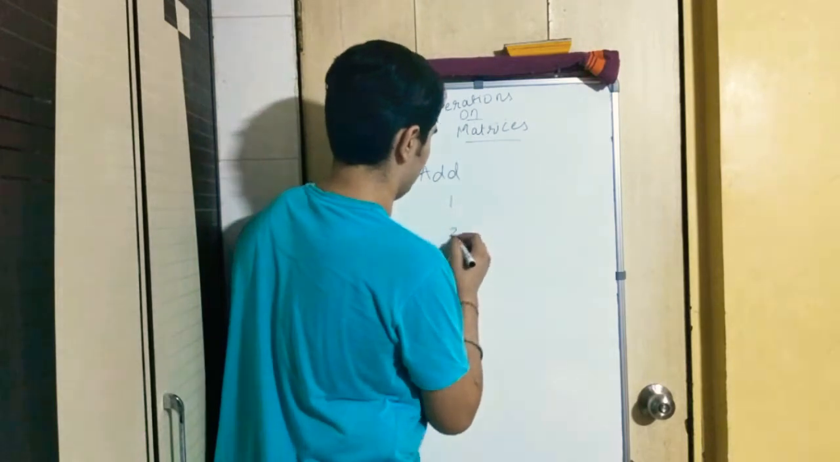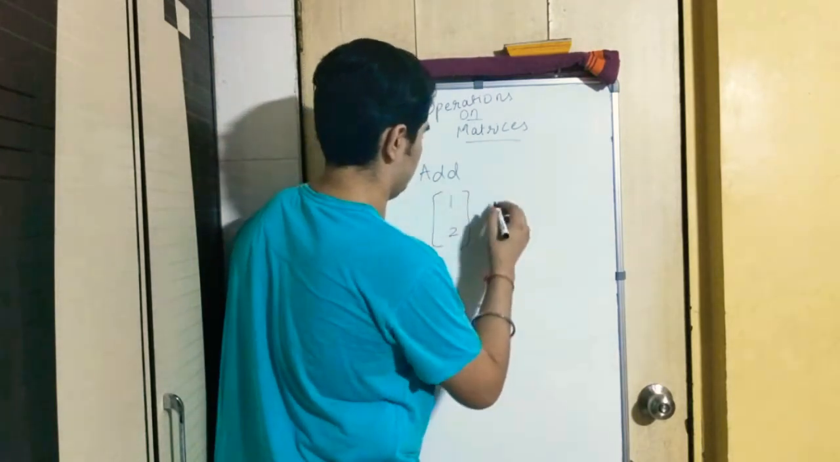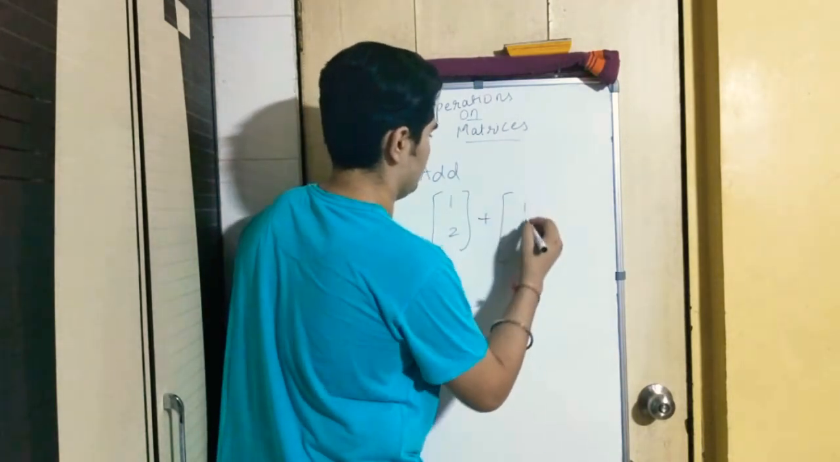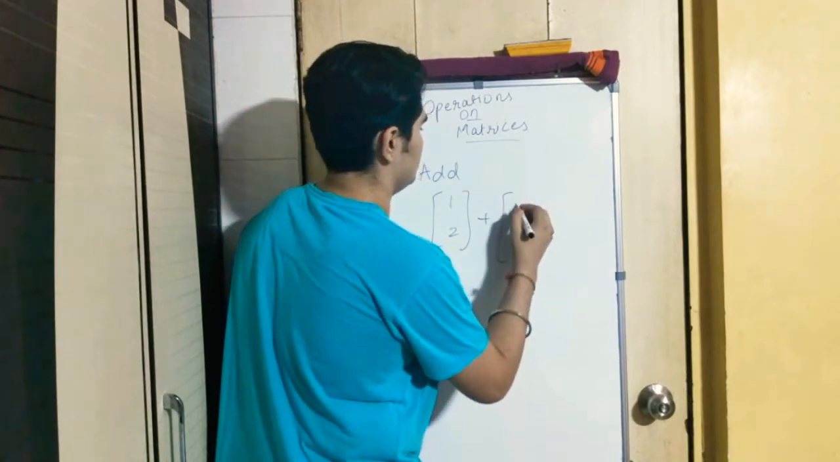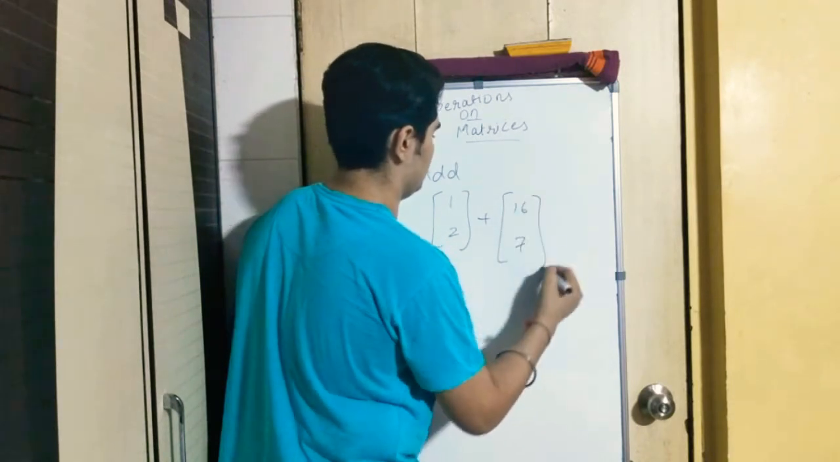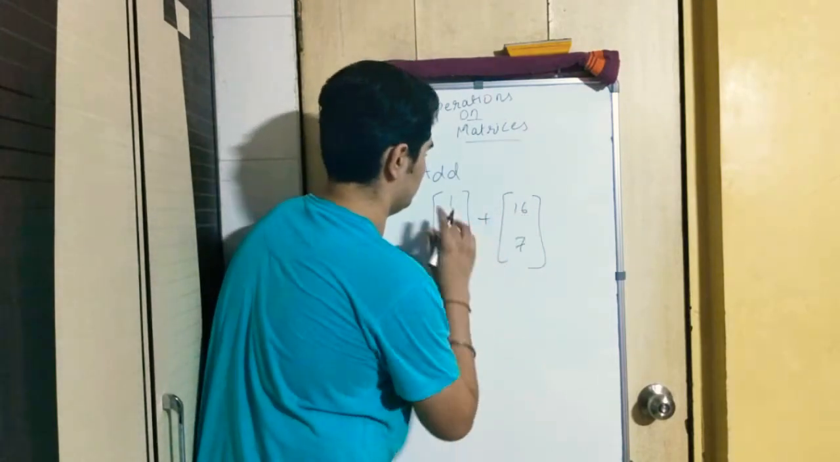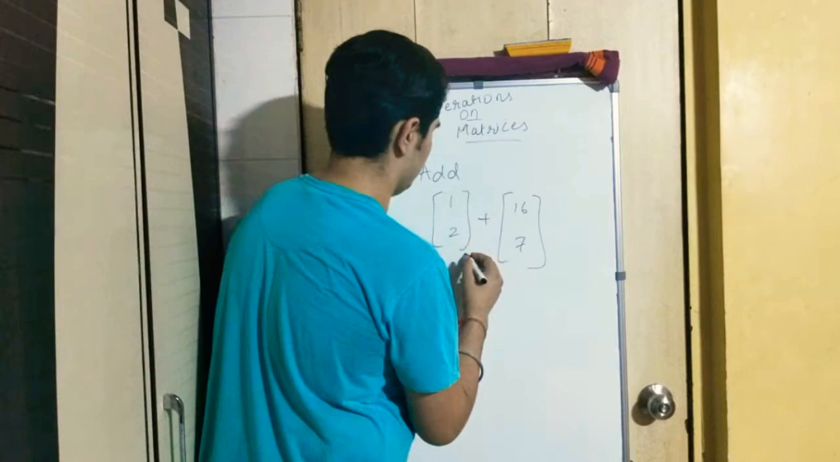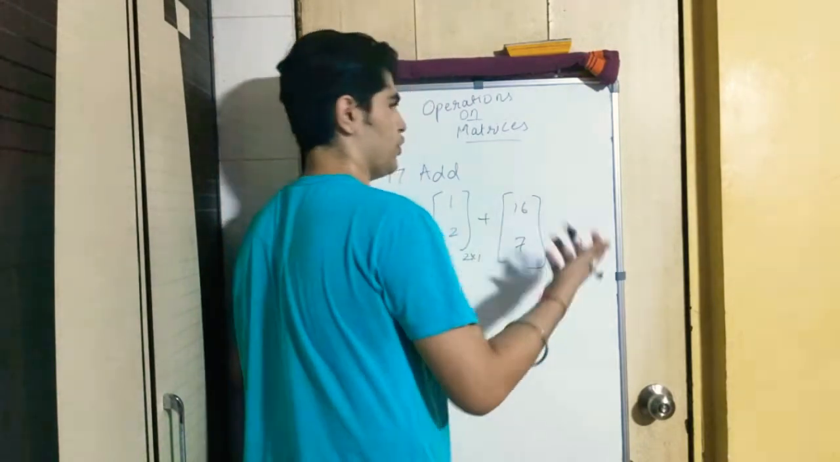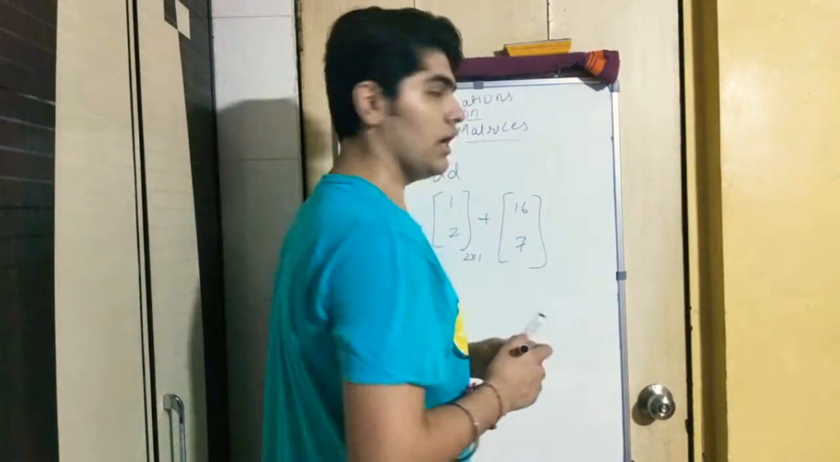One, 2 plus 1, 16, 7. So 1 plus 16. The order of this matrix is 2 into 1. I have taught you the order of matrices in our previous video.